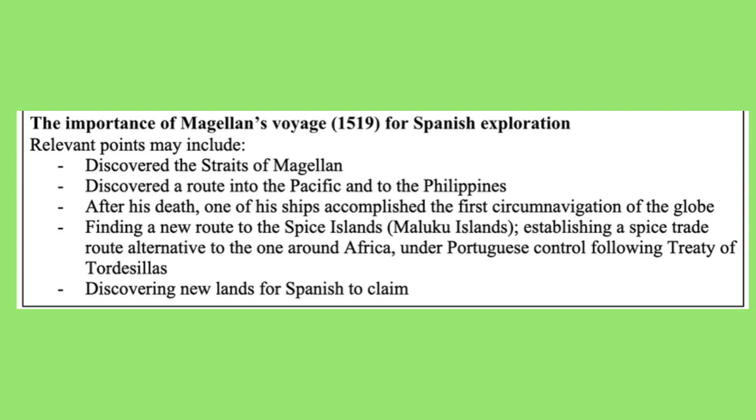This all applies again to the second question. So an example of a point that you could have made could be that Magellan found a new route to the Spice Islands. We then need to explain that in more detail, explain its relevance, and link the two elements of the question together. So we can then say that this established a spice trade route alternative to the one that went around Africa, which was under Portuguese control following the Treaty of Tordesillas. So you can see there, again, we've developed our thinking, we've linked the two elements of the question, and we've really engaged with the importance and what the question is asking us to do.